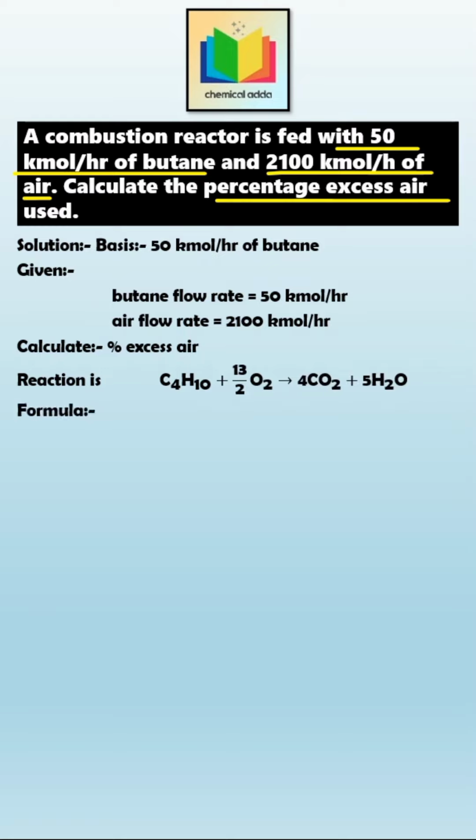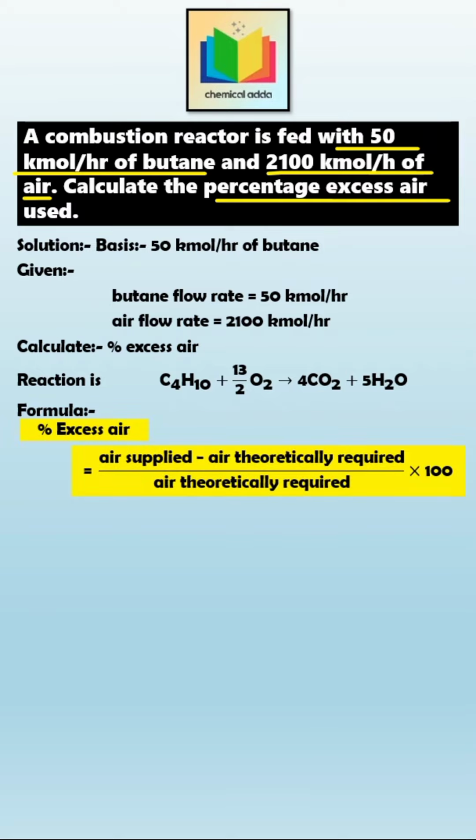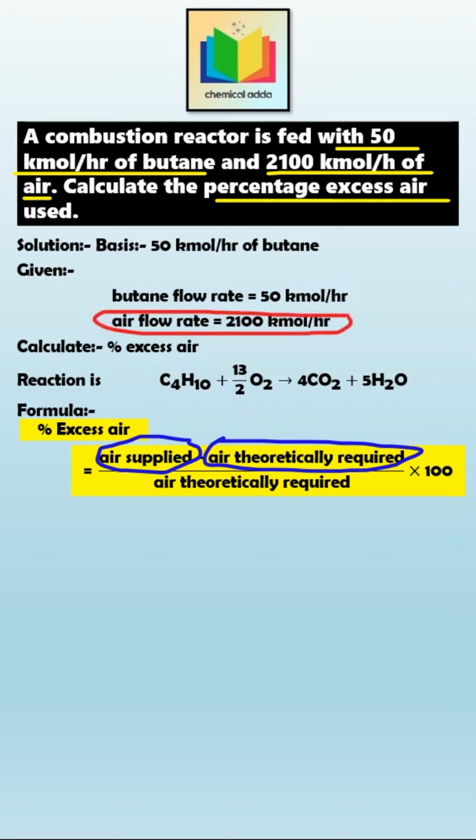Then we know that the formula for percentage excess air is equal to (air supplied minus air theoretically required) divided by air theoretically required, into 100. So to calculate percentage excess air, first we need to calculate air supplied and then theoretically required air. First, let's calculate air supplied. As given, the air flow rate in the feed is equal to 2100 kmol per hour. So air supplied is equal to 2100 kmol per hour.